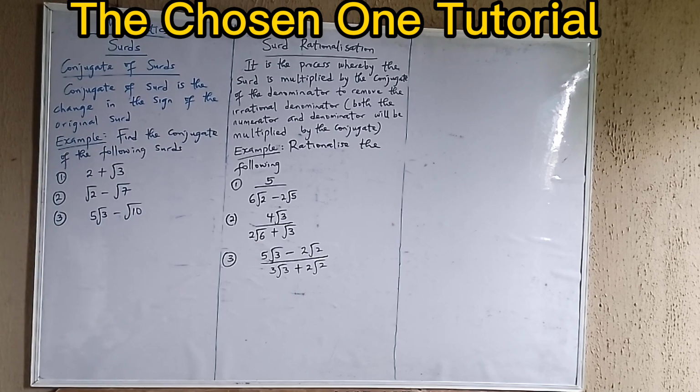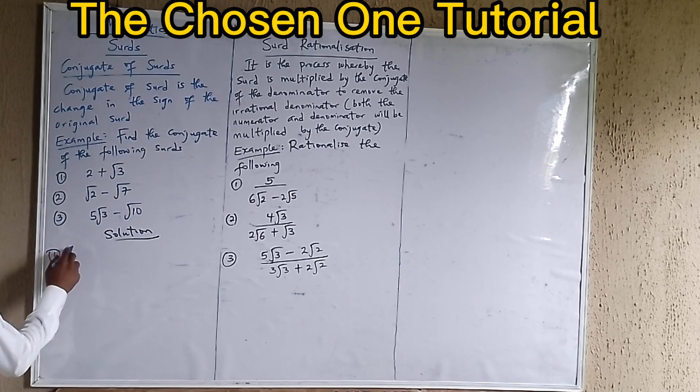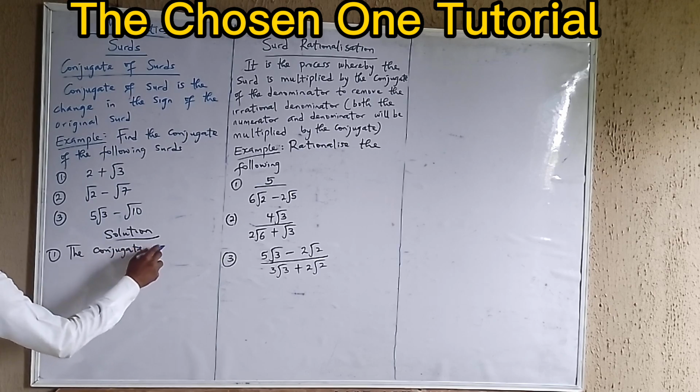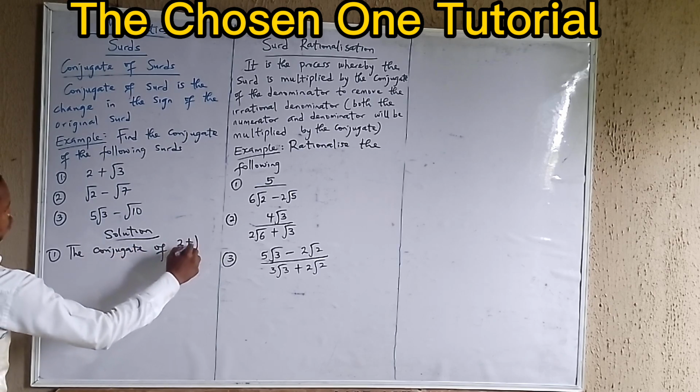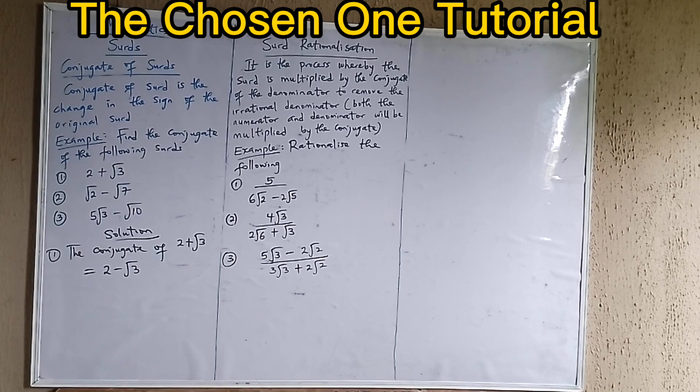Conjugate of a surd is the change in the sign of the original surd. Example, find the conjugate of the following surds. Solution: the conjugate of 2 plus root 3 is equal to 2 minus root 3. We are going to change the sign in the middle.